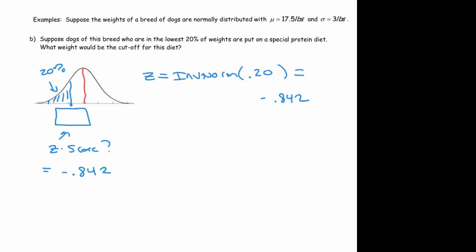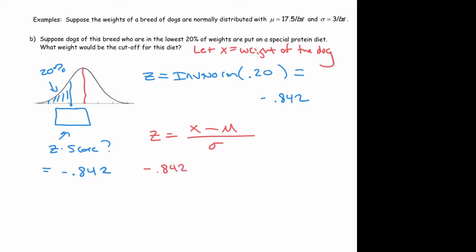So we've got our z-score, but we've got to now convert that to a weight for this dog. So we remember this relationship. And again, I should have defined my variable. Let x equal the weight of dog. So z would be the data value minus the mean divided by the standard deviation. In our case, we don't know the actual weight that goes with that z-score, but we do know the mean of this population of dog, and we know the standard deviation.